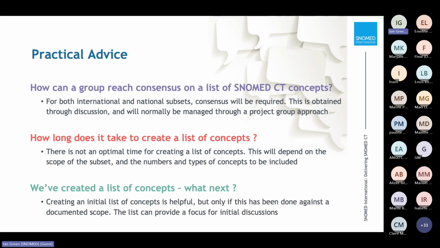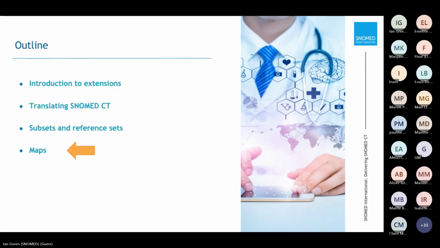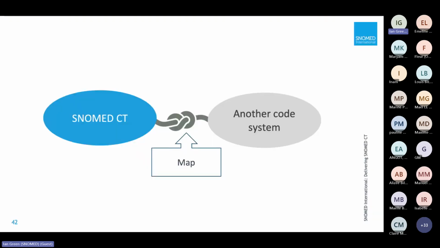Once you've created them, what do you do next? Well, creating an initial list of concepts is helpful, but then you've still got to go through the process of looking at the requirements and the documented scope, not just in terms of how you build it, but how you maintain it going forward. This I'm just going to fly through.